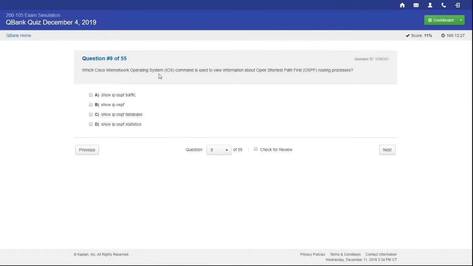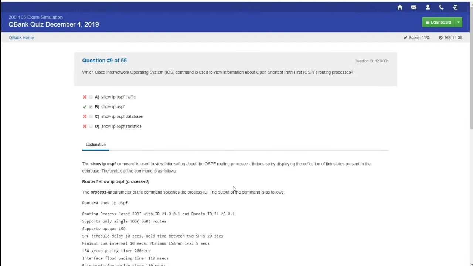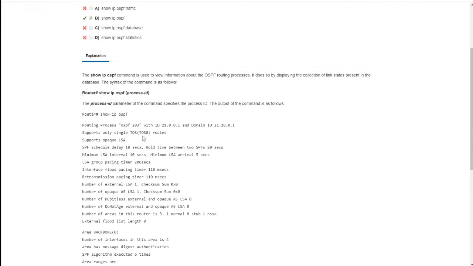It says, which of the Cisco IOS commands is used to view information about the OSPF routing process? All right. We had a bunch of D. We had a bunch of B. The answer is actually B. If you click on that, you can see that if you're looking for information about the OSPF routing process, show ip ospf will give you the generic info. You can see the view of that right here, which is pretty much all of the core information about the OSPF routing process. This one is handy if you want to see the LSA database, and this will show you where all of the LSAs are coming from, the link state advertisements for OSPF.